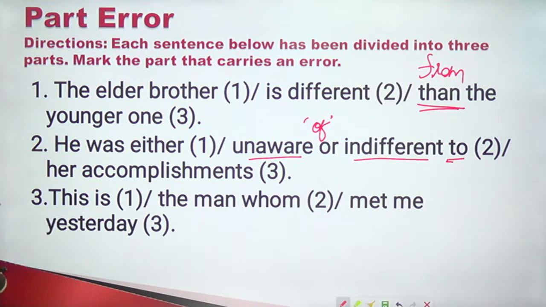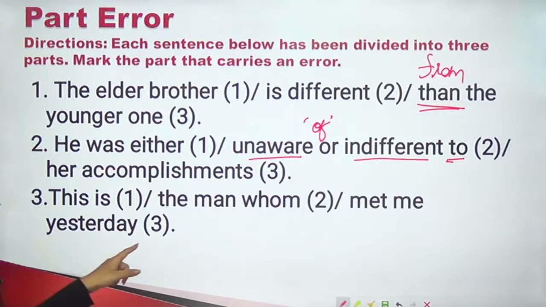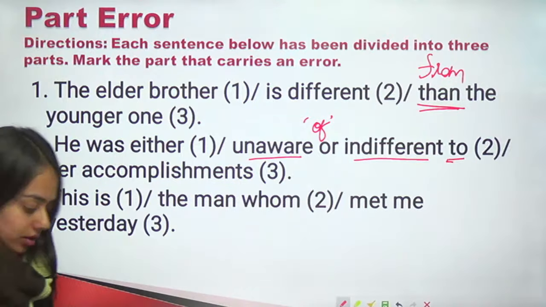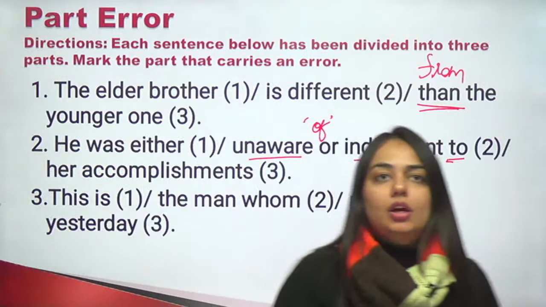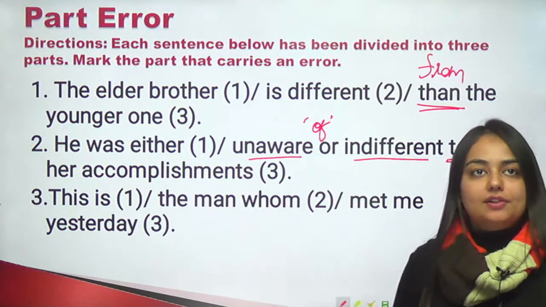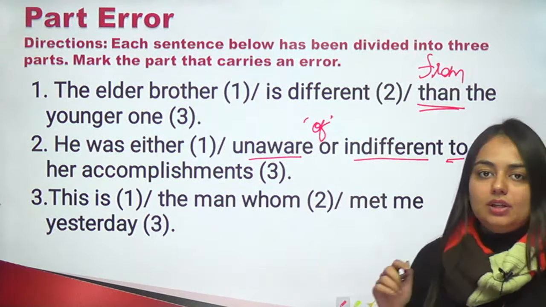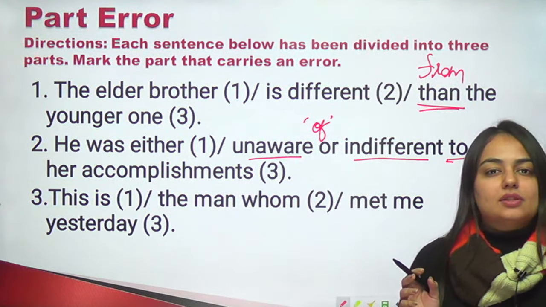And the third one: This is the man whom met me yesterday. A very easy one. Let's see. Yes, students, what do you think? Which part has the error? This is the man whom met me yesterday. Does it make any sense?